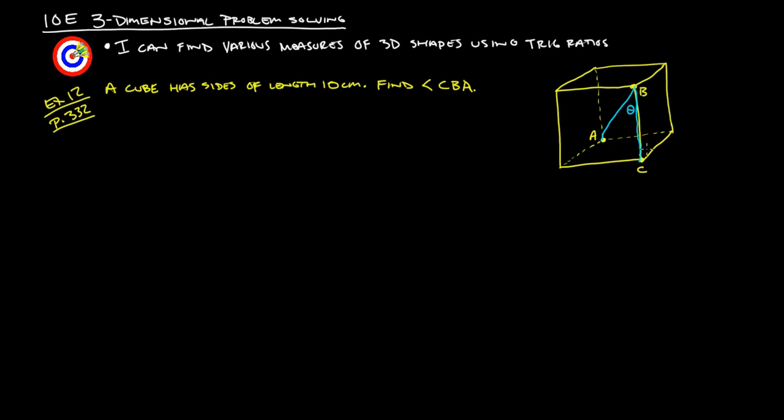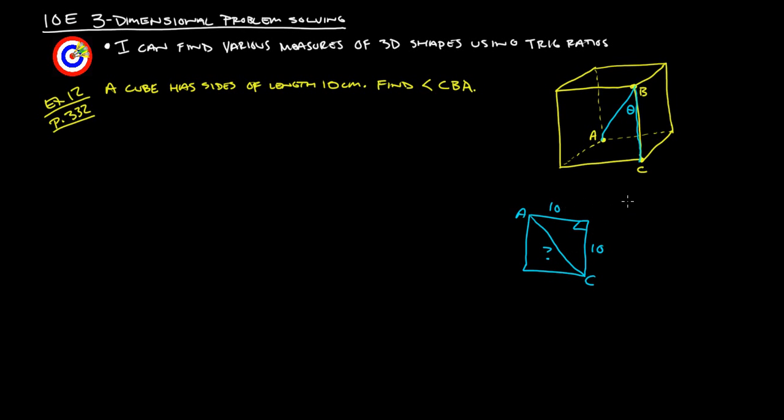All right, so what we want to do is take a look at this a little bit differently. Let's look at it as if we're looking straight down on top of it. That would be A, and that would be C. We know the cube has sides of length 10 centimeters, so this is 10, and this is 10 centimeters. And this is a cube, so these are all right angles. So we need to figure out how long this piece here is.